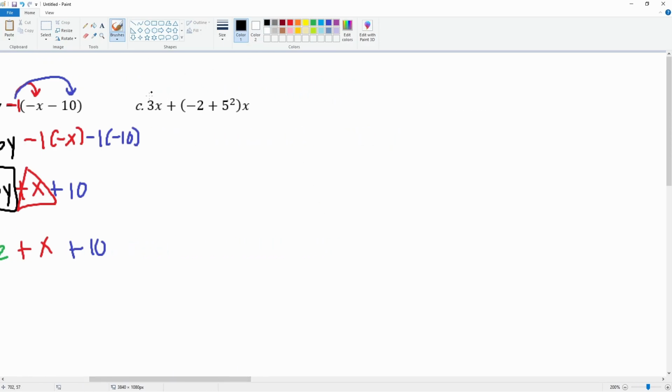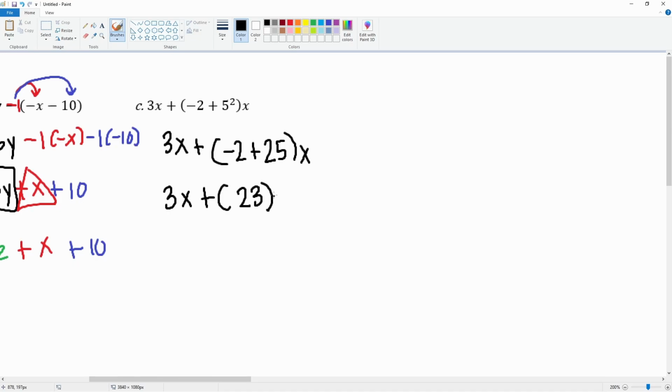Next, let's do this one. Nothing happens to that 3x plus, oh, we should do what's inside that parentheses. Negative 2, nothing happens to that, but let's do 5 squared. 5 squared, it is 5 times 5. That becomes 25. All right, so inside it is a 25 for the y squared, for the 5 squared. Bring down the x, that stays right there. Bring down the 3x. Let's do what's inside the parentheses. Negative 2 plus 25, that gets you a positive 23x.